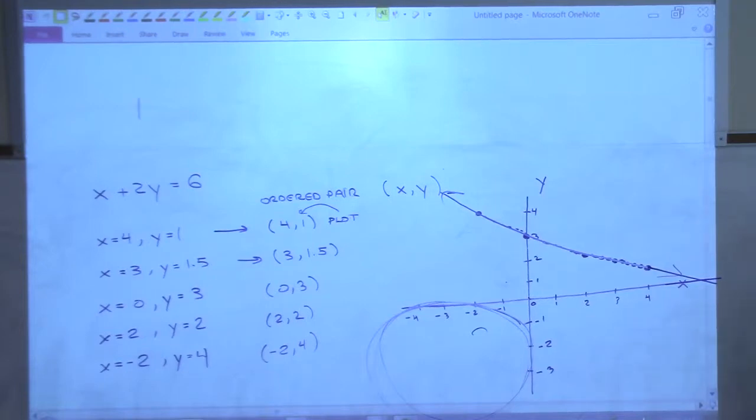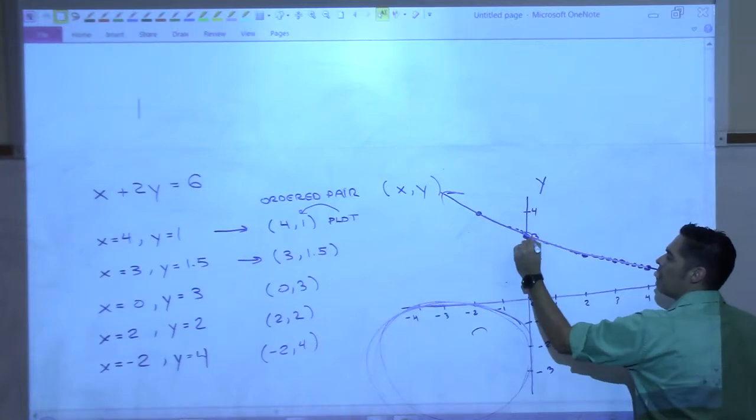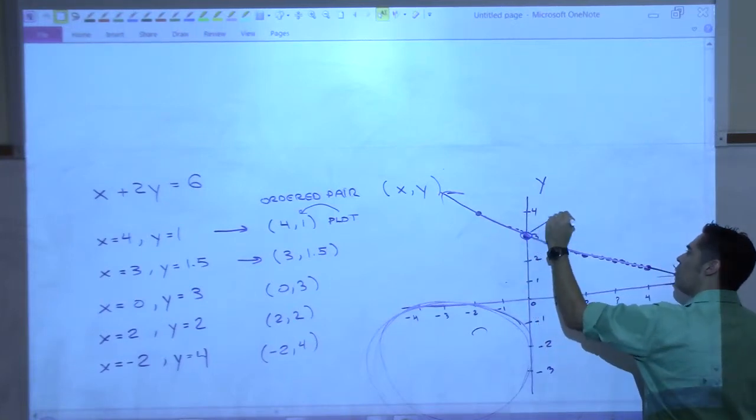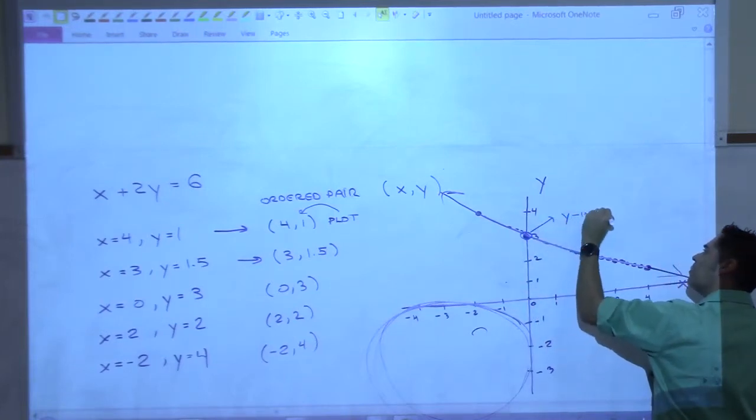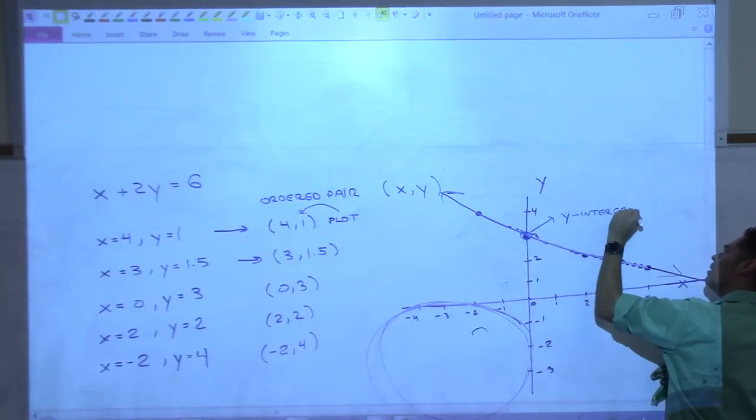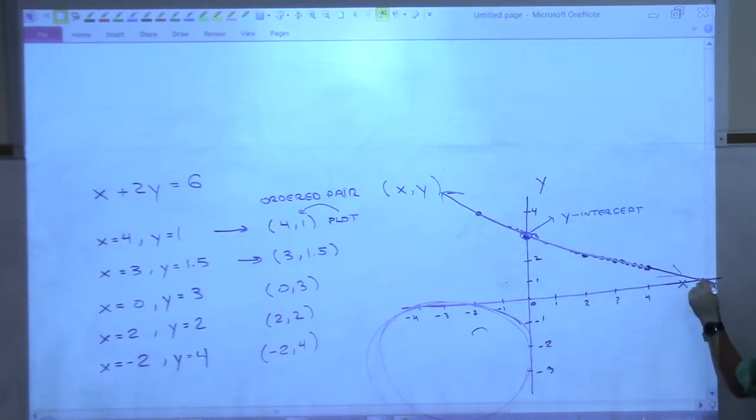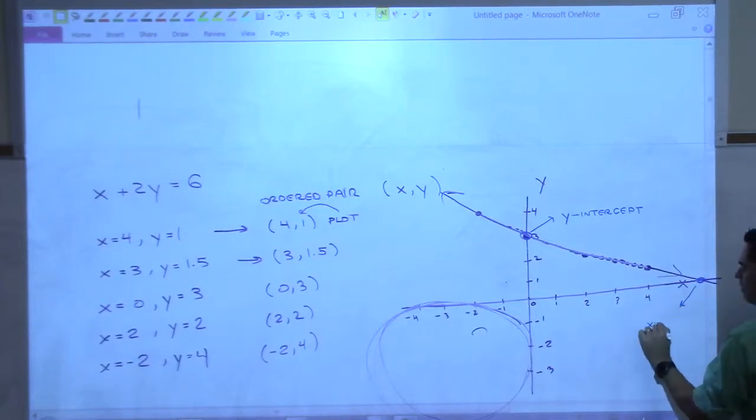There are two very important points on a line. They are the point right here. That is called the y-intercept. And then we have the point where it hits right here. This is called the x-intercept.